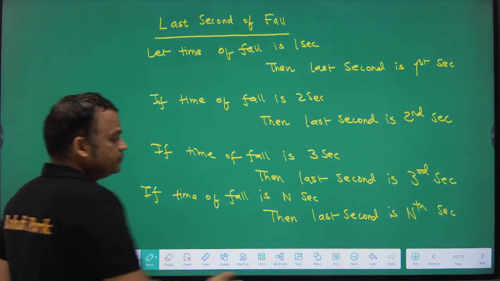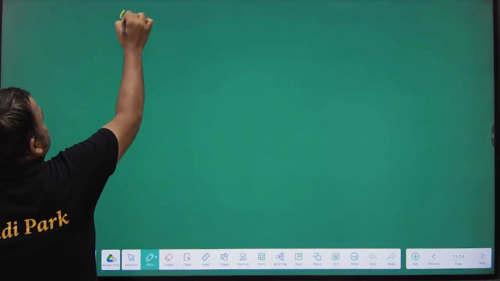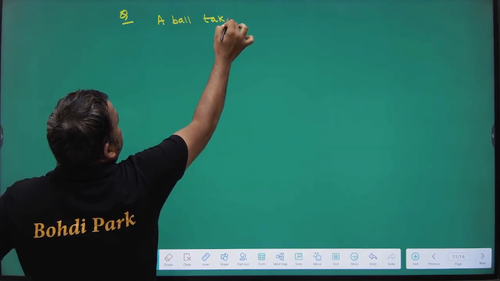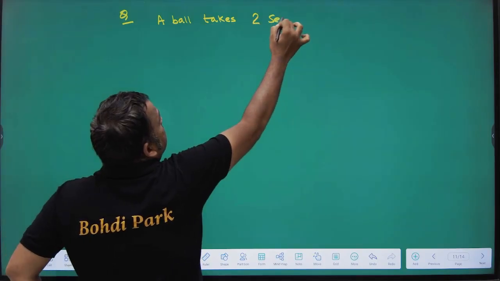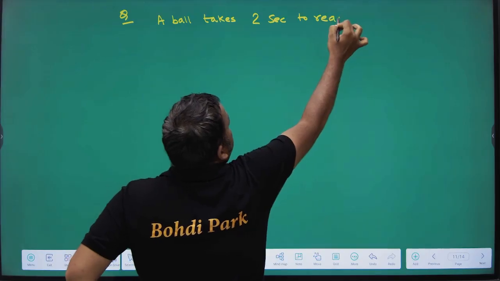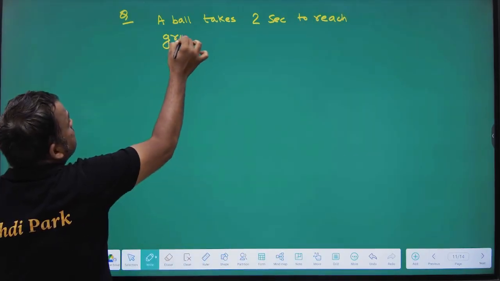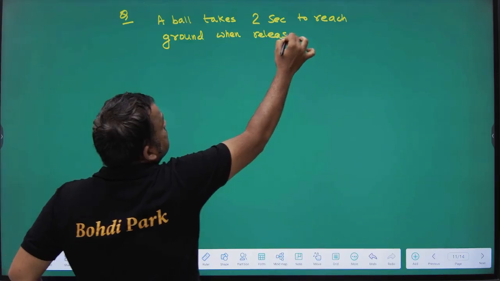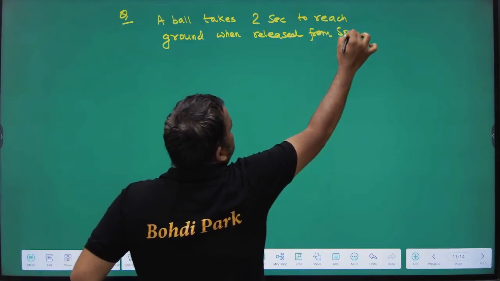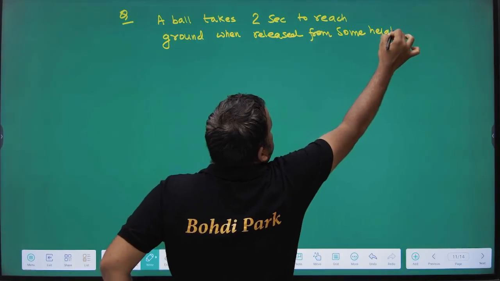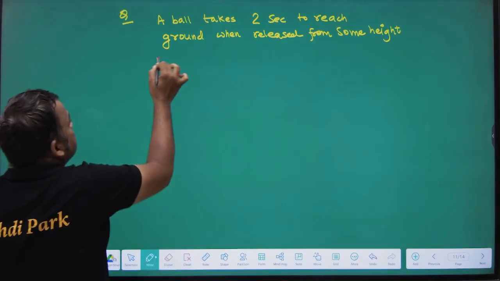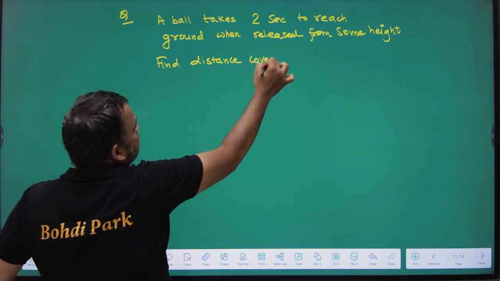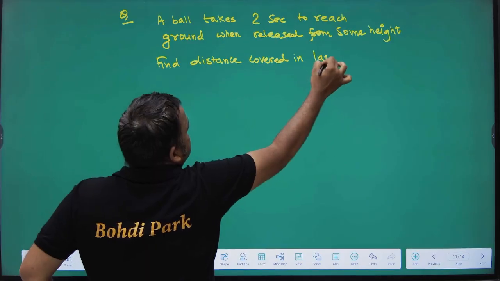Let's do one question based on last second. A ball takes 2 seconds to reach ground when released from some height. Find distance covered in last second.